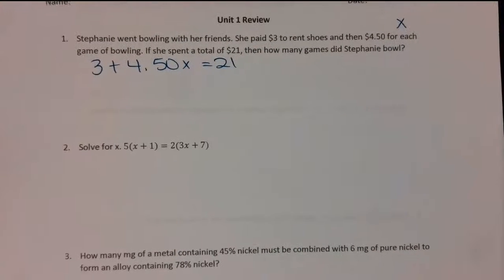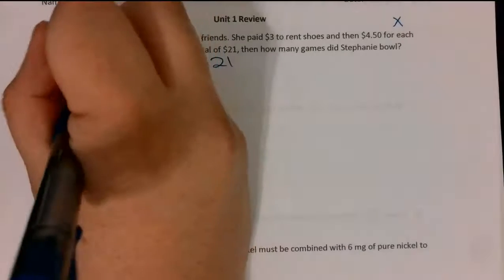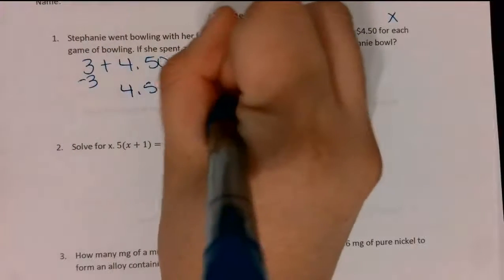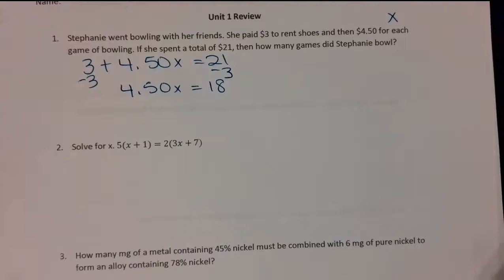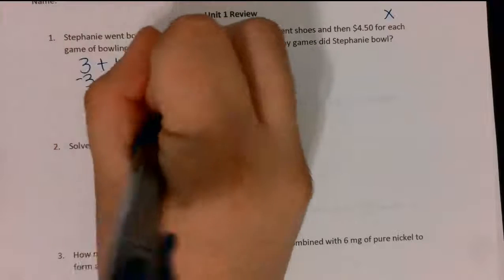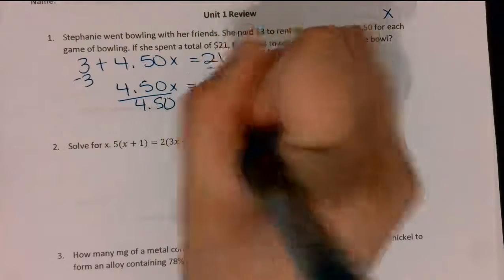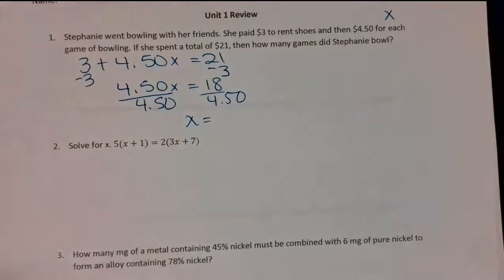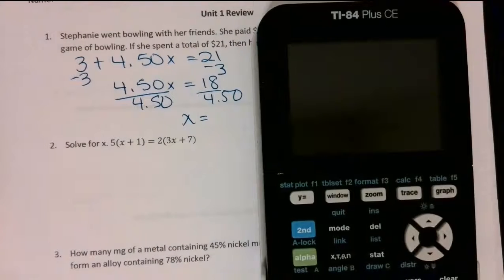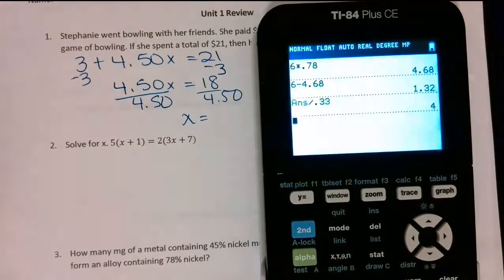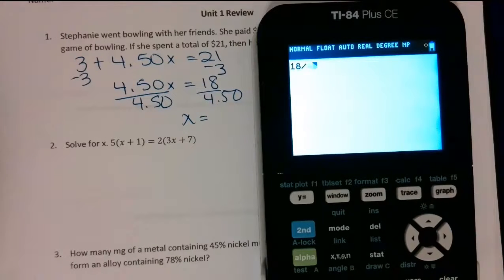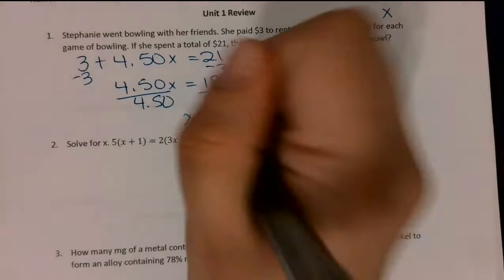Then what I want to do is subtract 3 on both sides. Okay. Then to isolate my variable, I want to divide by $4.50 on both sides. And I get 4. So she played 4 games.